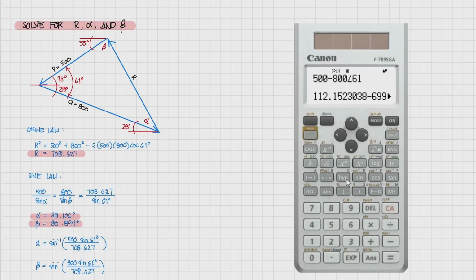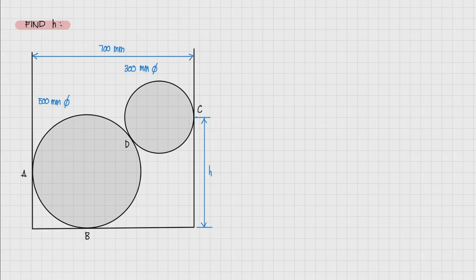What I would suggest is that you practice this para ma-master nyo yung Caltech natin for this type of problems. Okay, so another example. This is a type of problem that you would usually encounter in mechanics or under statics of rigid bodies.